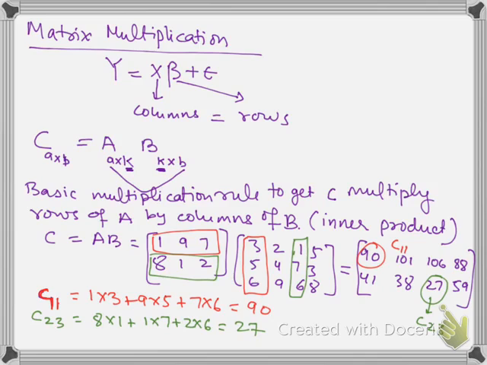Now when it comes to matrix addition, you just add the entry in the first row, first column of the first matrix to the entry in first row and first column of the second matrix. So I will leave that to you.